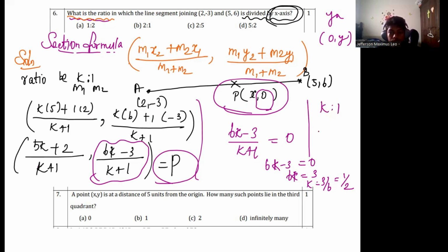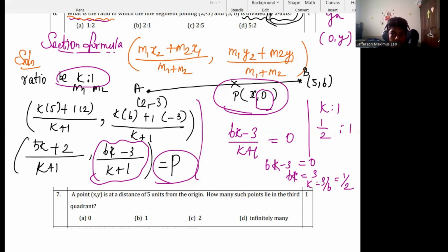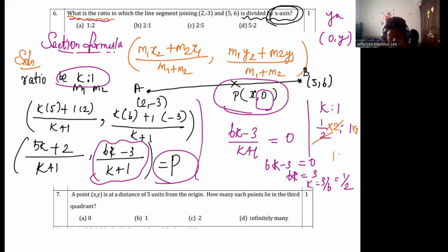Our ratio is k to 1. We started with k is to 1, so that is 1 by 2 is to 1. To get the standard form, we multiply by the denominator, which is 2. Multiply with 2, this 2 gets cancelled. 1 is to 2. Are you okay? This option is in your options A, B, C, D. 1 is to 2, exactly, option A. Did you understand?